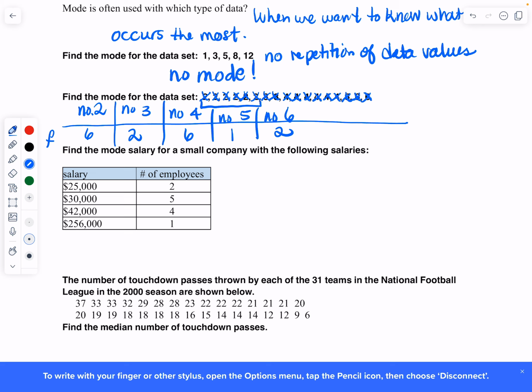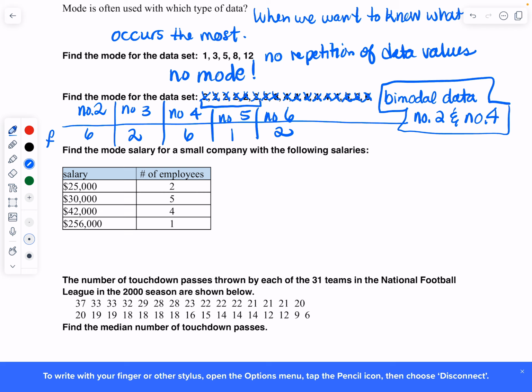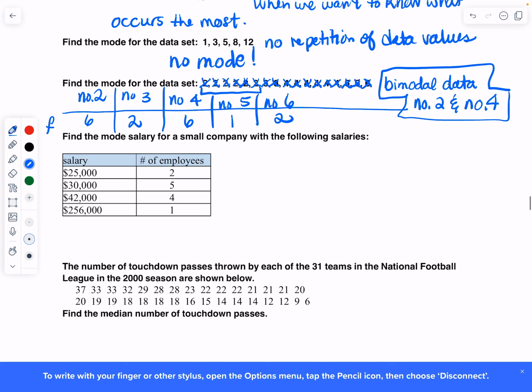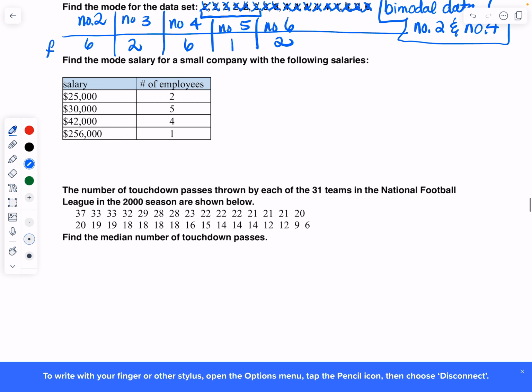So this is what's called bimodal data. And what occurs the most is the number 2 and the number 4. So our answer is the number 2 and the number 4. And again, it's bimodal because there are two data points that are the highest, and they're equally as high. Okay, so now let's look at this next one.